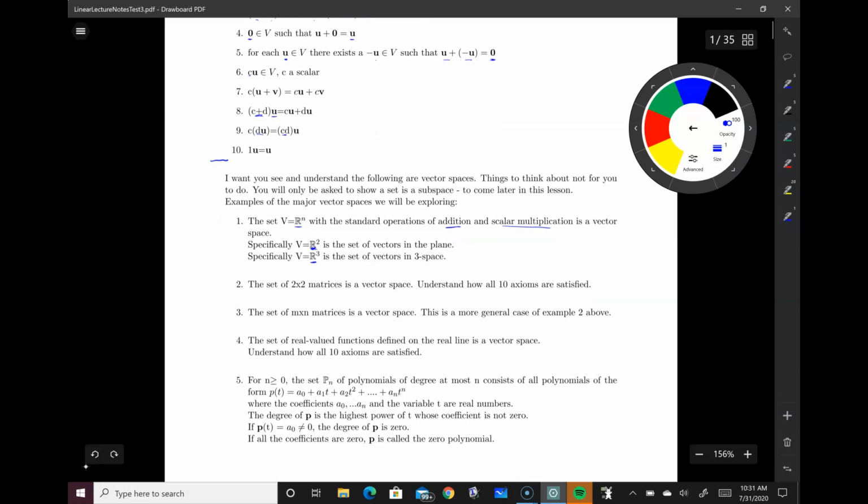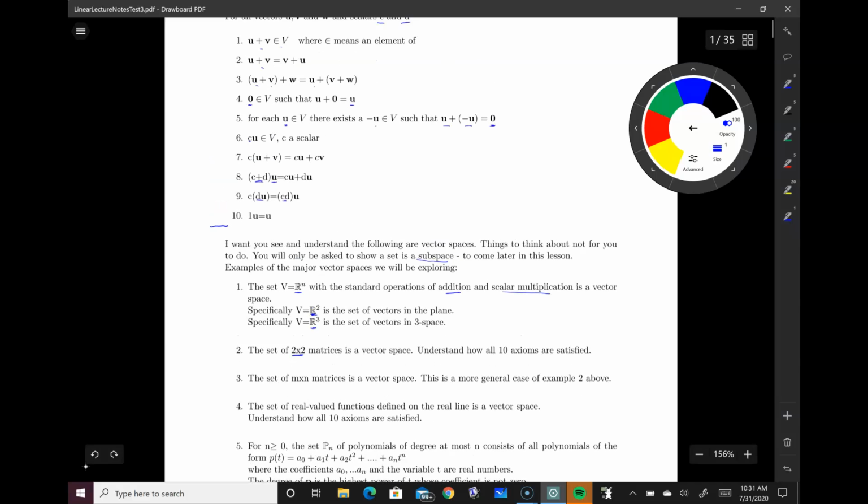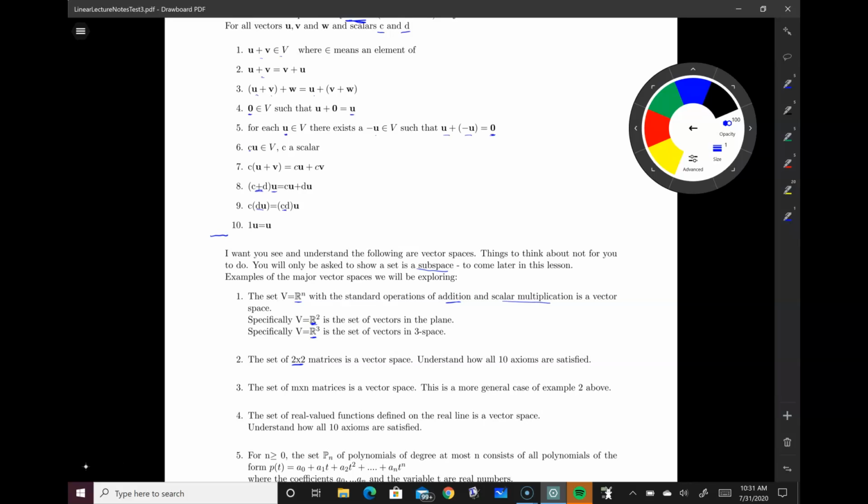All right, so here are other examples of vector spaces. These are just examples that I want you to understand, and we'll be playing with finding subspaces on the next page. So the set of 2 by 2 matrices is a vector space. I can add them, there is a zero matrix, and I can multiply by a scalar.